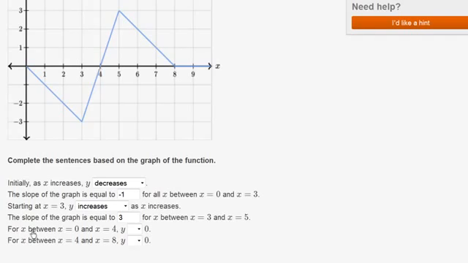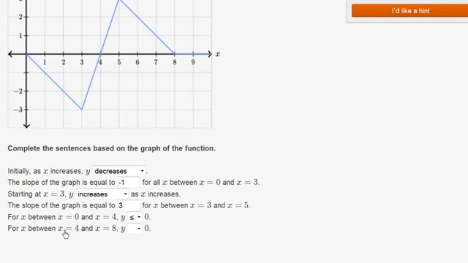For x between x equals 0 and x equals 4, y, and let's see, we can pick greater than, less than, less than or equal to, greater than or equal to, or equal. So for x between 0 and 4, y is less than or equal to 0. So let's do less than or equal to 0. And then they say for x between x equals 4 and x equals 8, well then y is greater than or equal to 0.